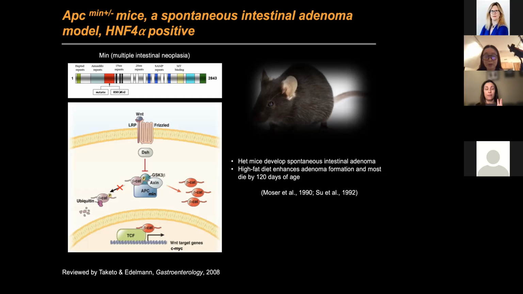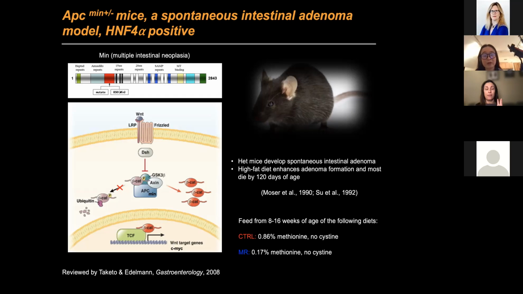To test our hypothesis, we decided to feed APC min mice with either a control diet containing 0.8% of methionine with no cysteine, or a methionine restricted diet containing 0.17% of methionine, again with no cysteine. Based on our studies from the previous xenograft experiment, as well as numerous literature reports, we expected that these HNF4 positive APC min tumors were going to be sensitive to methionine restriction. They were going to have reduced formation of tumors upon methionine restriction.